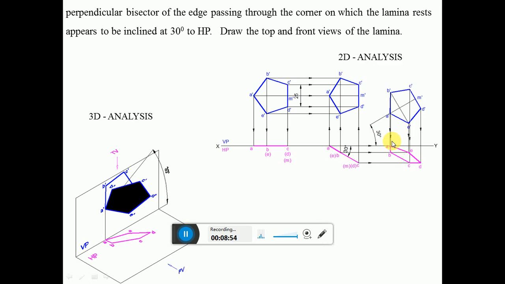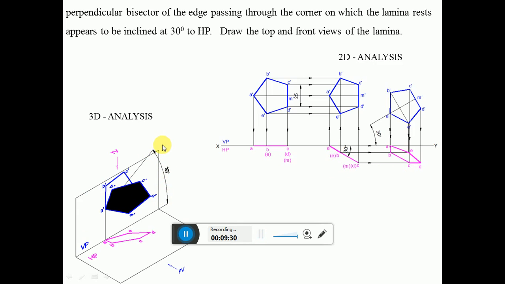So this is how we are able to get this problem solved. And when you see here in the 3D analysis also, this perpendicular bisector which was here is inclined at 30 degrees to HP, and this is the 3D position of the final view, and this is the top view. This top view and this top view are going to match, and this front view and this front view are going to match. So this is the 30 degree line which is the apparent inclination.